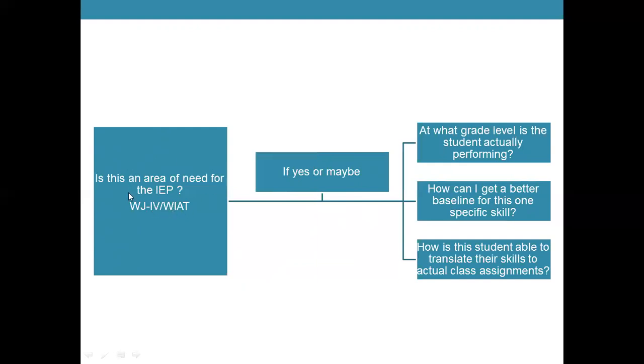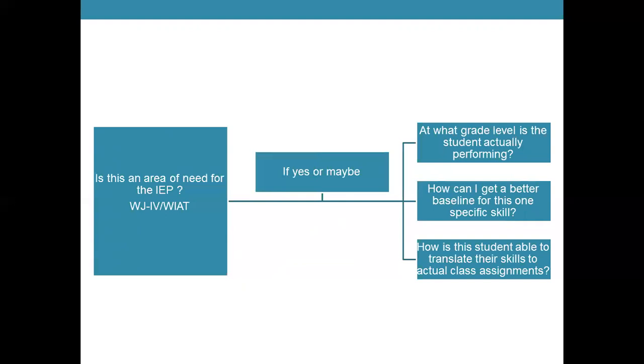And based on the results of that, we can see, is this an area of need for the student within their IEP? Are they scoring below average or far below average? If the answer is yes, or maybe if they're scoring on the borderline and we're not really sure. If you think back, you can remember that the norm group for the WJ and the Wyatt wasn't huge. There were fewer students involved in that sample group than we would have expected.